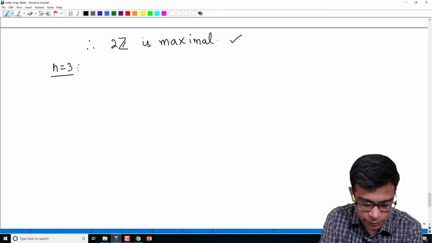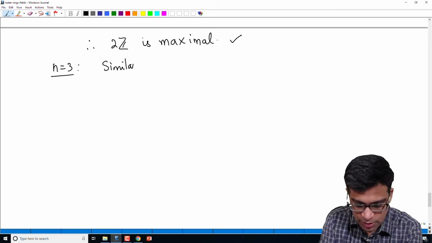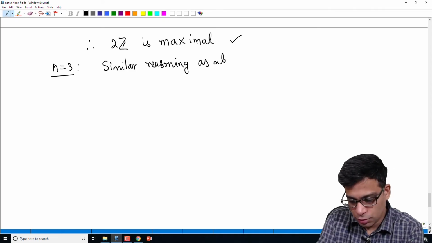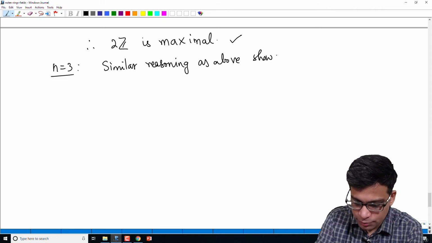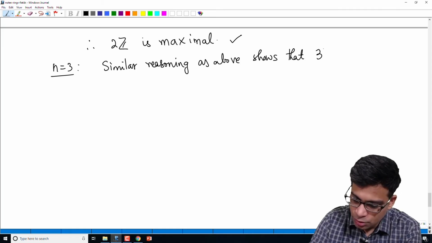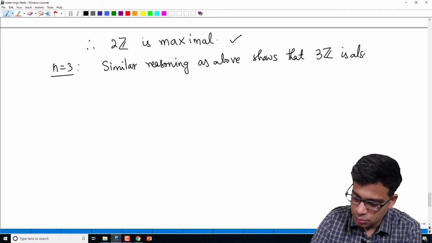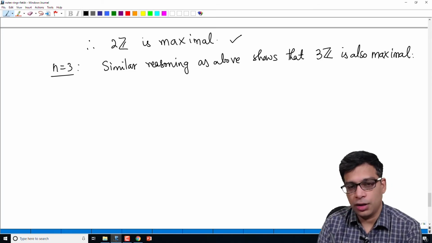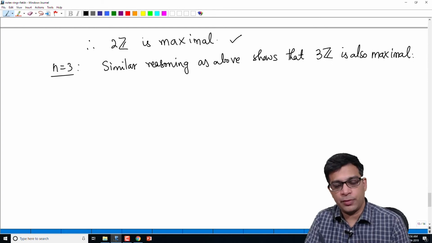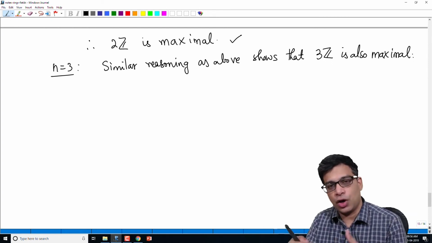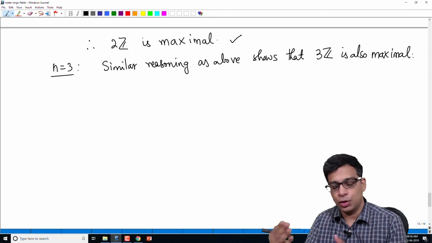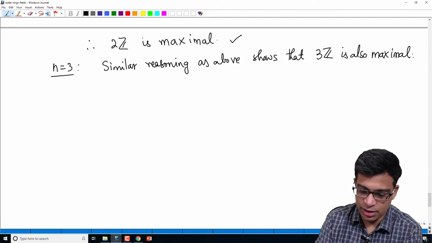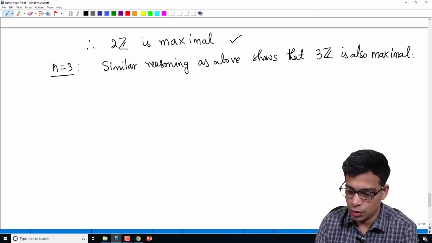What about n equal to 3? Similar reasoning as above shows that 3Z is also maximal. Okay, if an ideal contains 3Z properly, that means it contains an integer that's not a multiple of 3 by definition. Using that and a multiple of 3, you can write 1 as a linear combination. So that's exactly the reason that we used in the case n equal to 2.